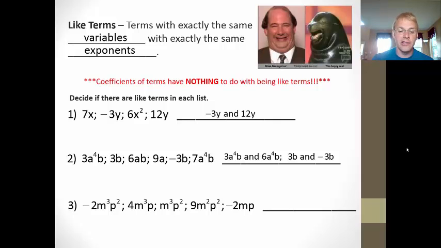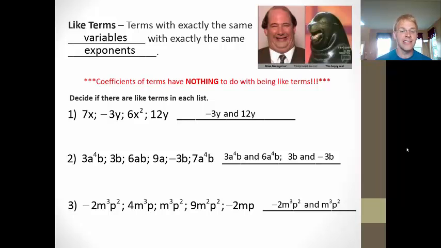Okay, let's try one more list down there. You can see the terms. We've got 5 of them. So which terms on that list are like terms? Just 2. We just have one pair here. Negative 2m to the third p squared and m to the third p squared are our only like terms there.